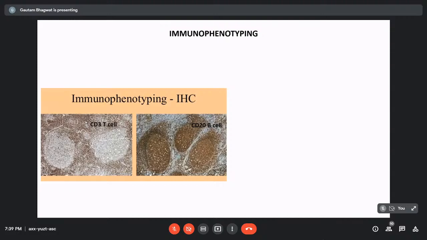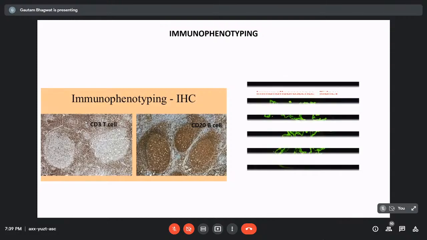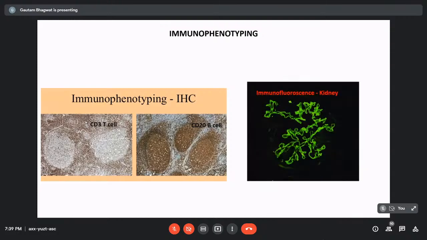The other technique for immunophenotyping that we have is something that we rarely see. In fact, I have very rarely seen hardly one of these slides in my 20 years after MBBS. This is rare, but it is another technique of immunophenotyping, and most likely this is the glomerular basement membrane stained with some immunofluorescence. So these two are the techniques for immunophenotyping.